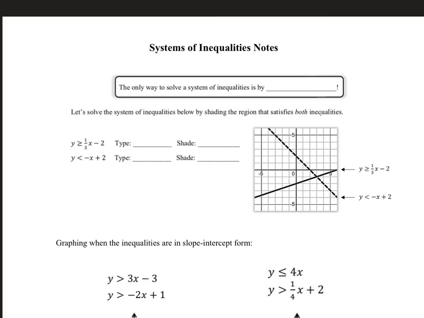Hello everyone and welcome. For these notes, we are going to be talking about systems of inequalities. If you have access to a printer, please print out these notes. That's going to help you understand this skill.